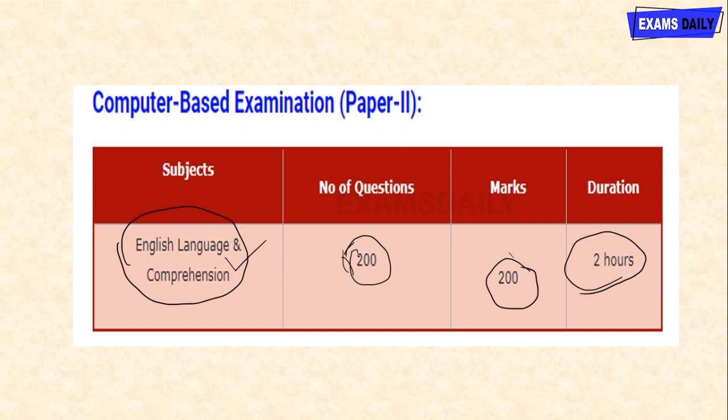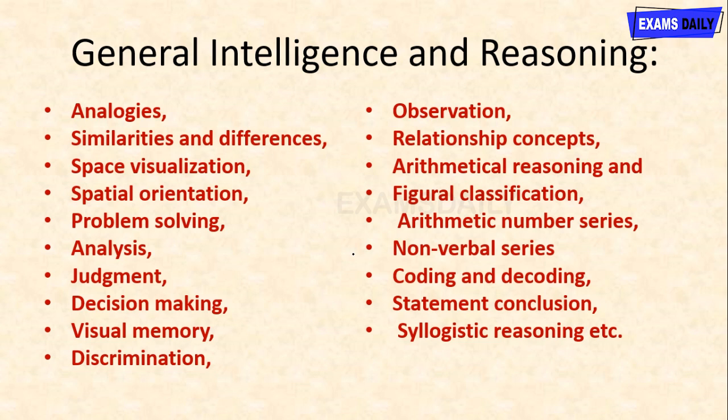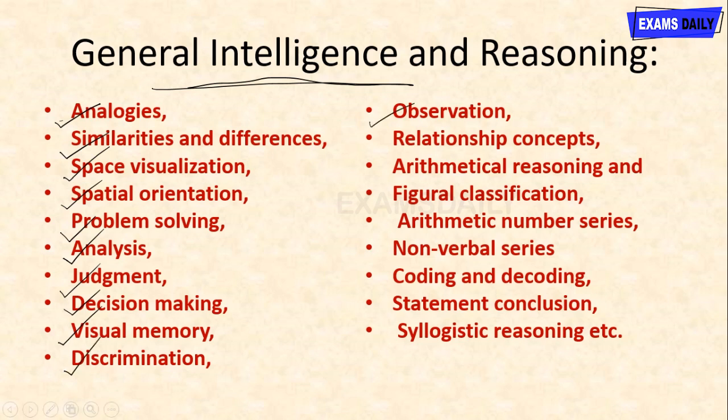Now the detailed syllabus for paper 1. First is general intelligence and reasoning, and it comprises topics like analogies, similarities and differences, space visualization, spatial orientation, problem solving, analysis, judgment, decision making, visual memory, discrimination, observation, relationship concepts, arithmetical reasoning and figural classification, arithmetic number series, non-verbal series, coding and decoding, statement conclusion, and syllogistic reasoning. These are the first main topics for general intelligence and reasoning.